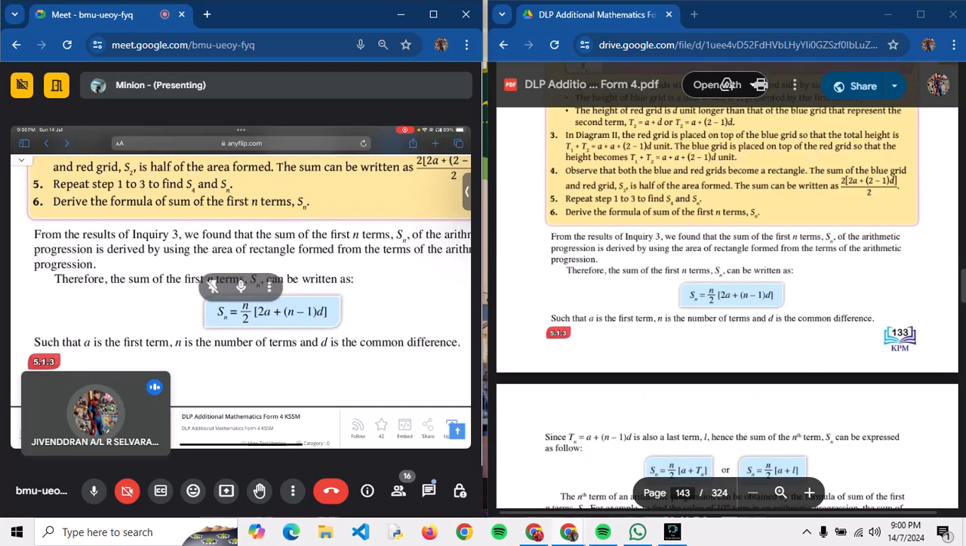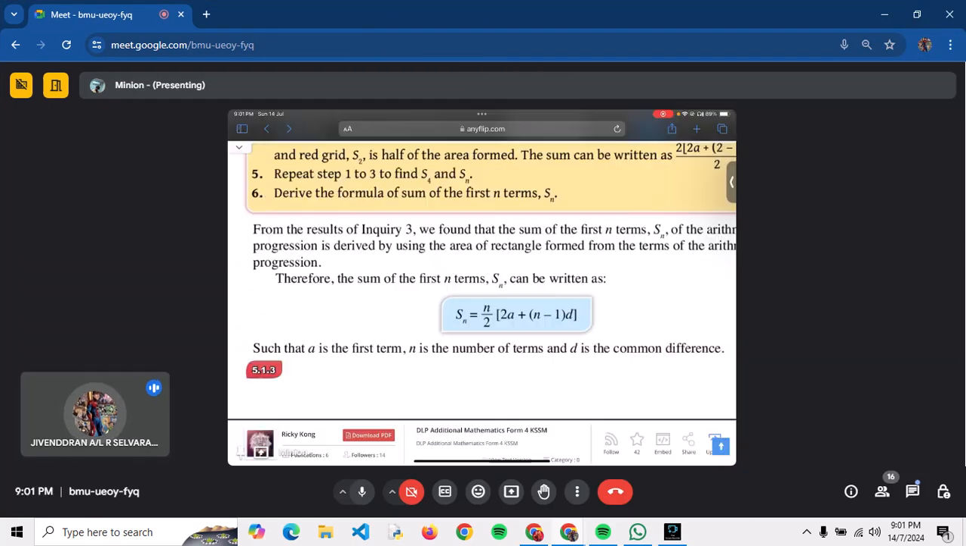So this formula is the sum of the first n terms, which means, let's say the question asks to find the sum of terms of the sequence. That means they're trying to say to find the sum of terms from one term to another term. So let's say they give 1 2 3 4 5 and so on. They ask you to find the sum of terms. That means they're trying to say to find the sum of the whole sequence. Okay, that's the meaning of this formula.